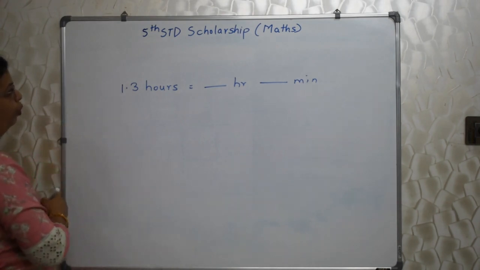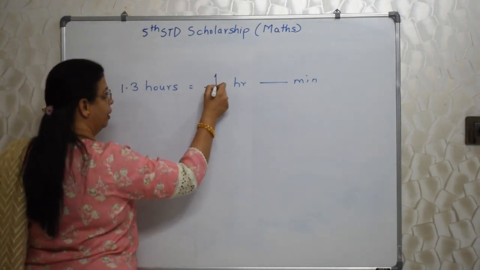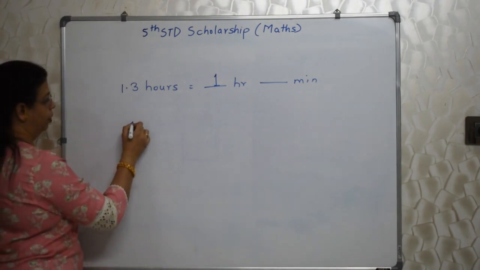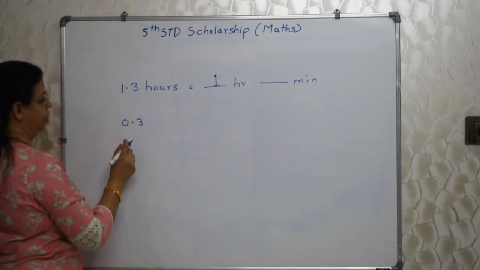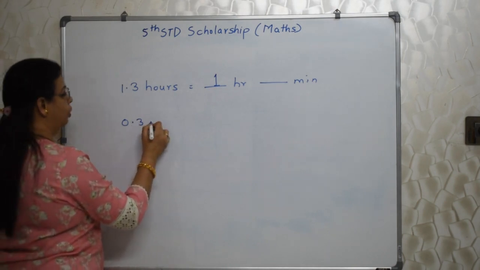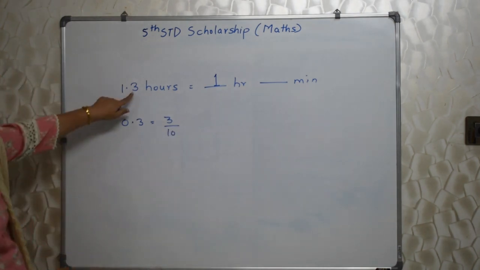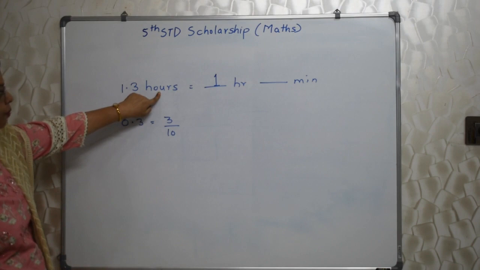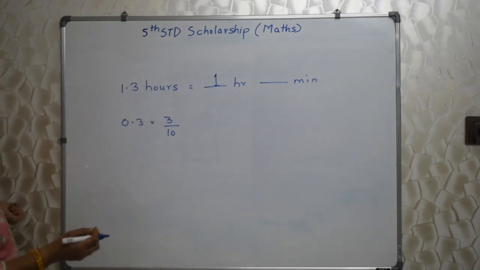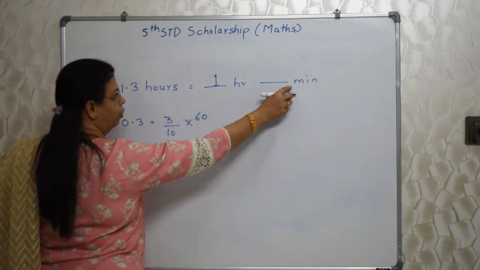How to convert 0.3 into minutes? Very, very easy. See, 1 hour, we can straight away write 1 hour. There is no tension. 0.3. 0.3 means 0.3. This 0 I am writing because the decimal should be visible. Okay, so this is 3 upon 10. See, 0.3 is also in hours, right? So if we want to convert any hour into minutes, what do we do? We multiply by 60. Same thing we need to do here because we want to convert into minutes.